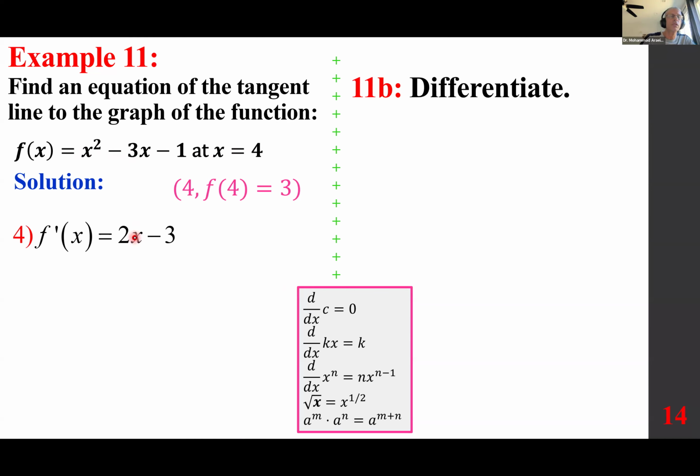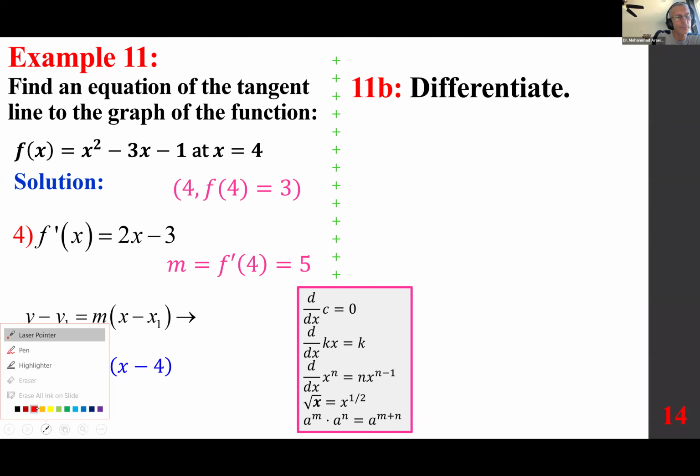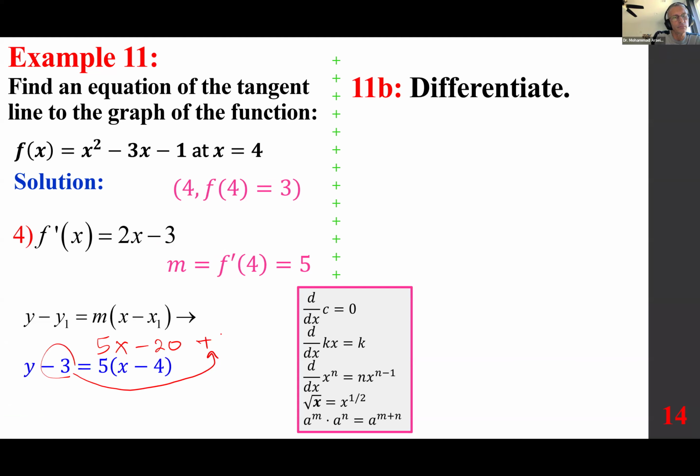And if you plug it into the f prime, the derivative function, 2 times 4 minus 3 is 5, that is the slope. So y minus y1 equals m times x minus x1, which means y minus 3 equals 5 times x minus 4, and we distribute. We get y equals 5x minus 17. Of course, you can check the pair, it works, which means this process is right.